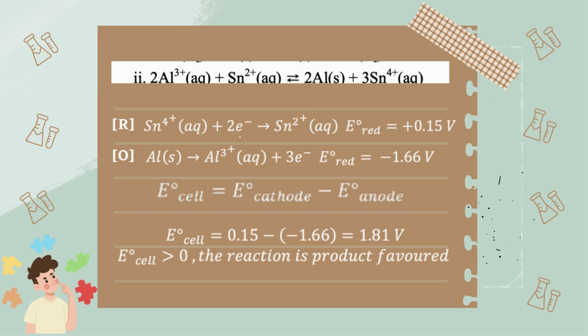We use the same formula, which is E naught cell equals E naught cathode minus E naught anode. So E naught cell we can calculate by 0.15 minus negative 1.66, and we get 1.81 volt. Since E naught cell equal to 1.81 volt is positive, this reaction is also product favorable. A positive E naught cell means that this reaction is spontaneous under standard conditions too.